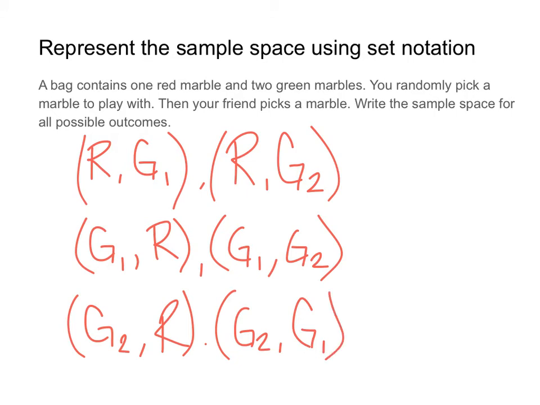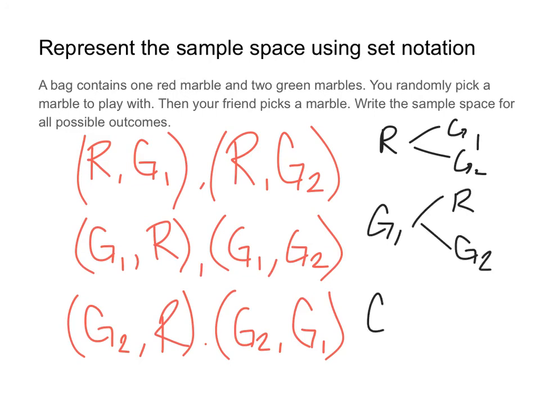And so if we did this as a tree diagram, just to kind of show you, red marble would either be G1 or G2. Green 1 would either be red or G2, and G2 would either be red or G1. And so this is your sample space, and so basically you just write with parentheses and commas, and you list them all. And so we should have 6 of them.